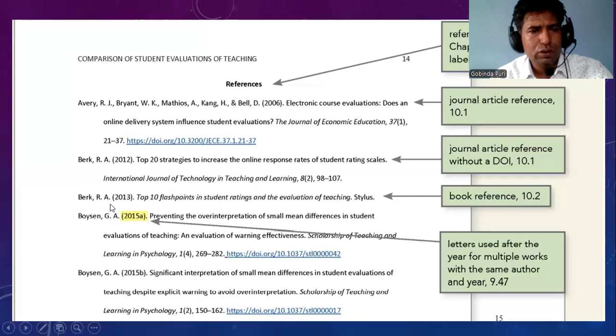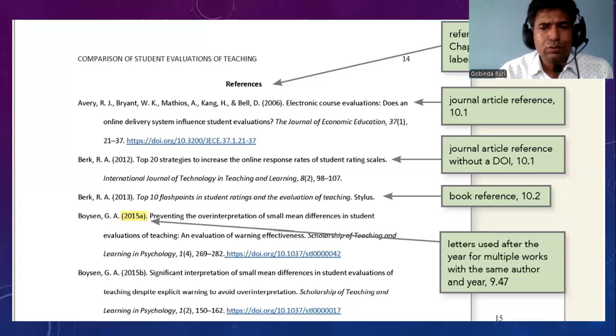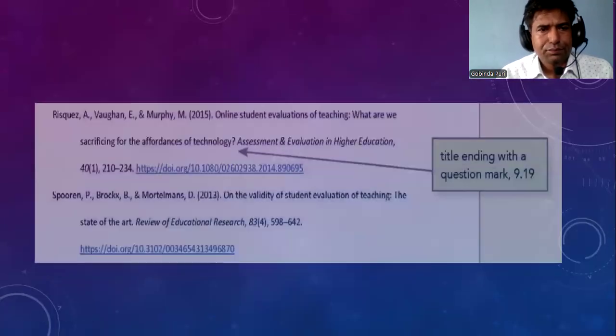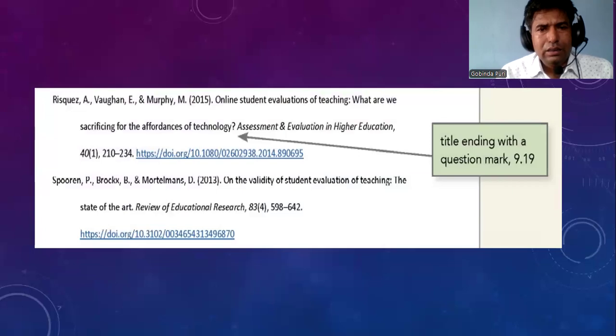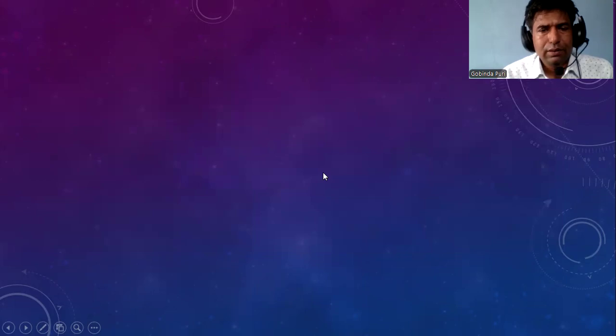If there is a book, we should do like this. You can see the example. Letters are used after the year for multiple works with the same author and year. If the author has published multiple works in the same year, then we should separate with a letter. It's very simple. You need to understand that. If the title ends with a question mark, we should not give any period. This is the point that you have to remember.